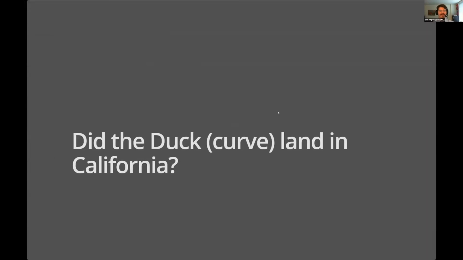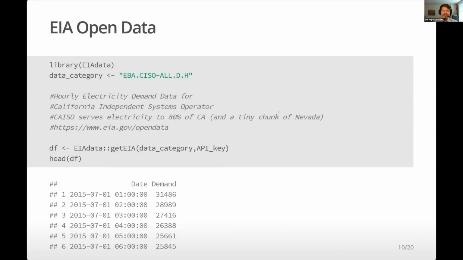So now the question is, did the duck curve land in California? The charts that we were looking at were just historical data with forecasts. So let's actually pull some real data. The Energy Information Administration in the US has a lot of open data around energy consumption, and some very generous folks wrote an R package that is an API wrapper for the EIA Open Data.